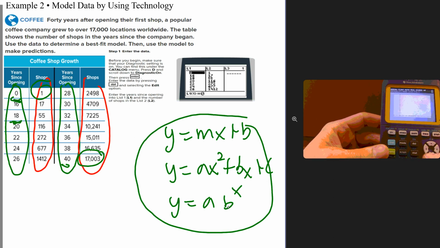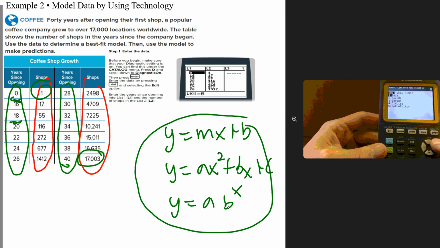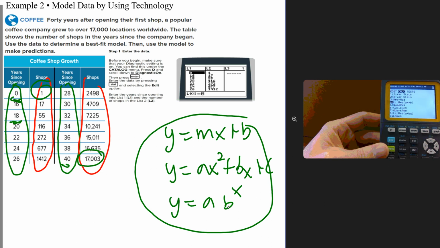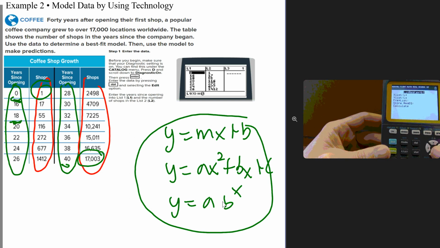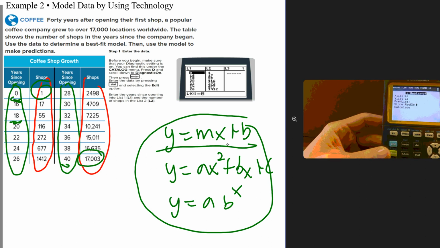Okay, so how I get there is I'm going to hit stat. I'm going to go over to calculate, and go down to, maybe it's a linear equation. So I'm going to do a linear regression. I'm going to hit enter. My X list is L5, Y list is L6, and then this store equation stores my linear equation in my Y1. So then I automatically will graph it in there.